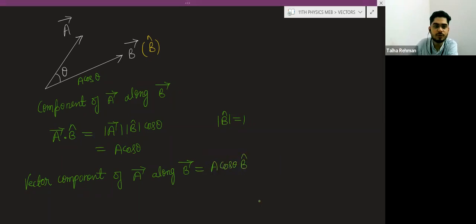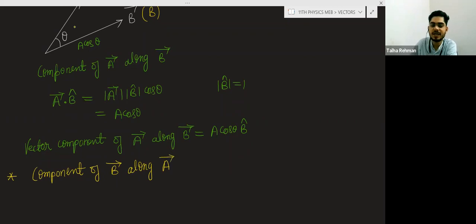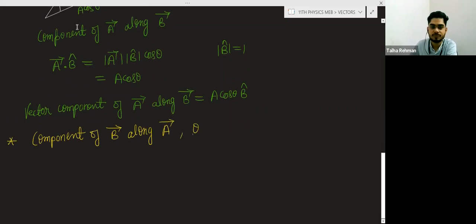So finally you can conclude that if someone is saying calculate the component of b vector along a vector, and theta is the angle between a vector and b vector, how will you calculate it? It will be b cos theta and the unit vector of a vector.